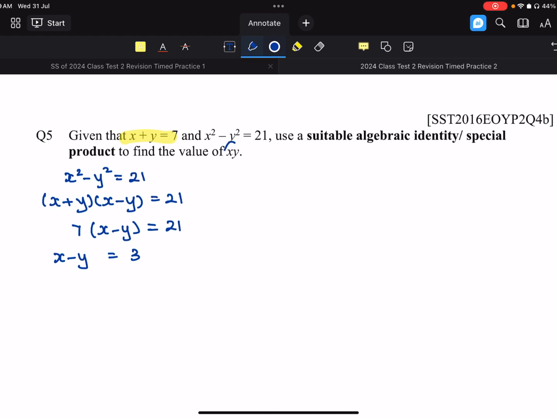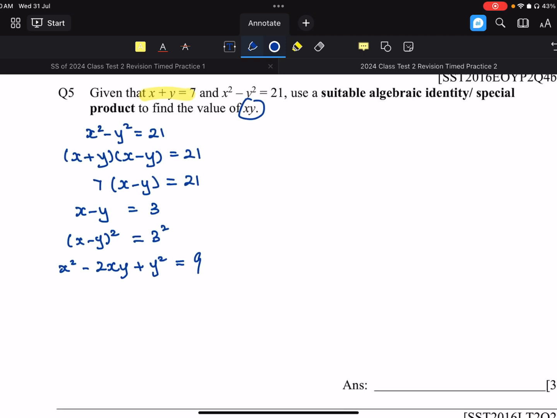Now what we want to do next, because we are interested in xy, how do we get xy? We can just square this thing, right? So you have x minus y, we square this, you have 3 squared. Okay, so what happened? We have x squared minus 2xy plus y squared equals 9. Now, what happened is we also know, right, that, let me do it on the right side here, x plus y is equal to 7. So if we're going to square this, it will just look like this, right?